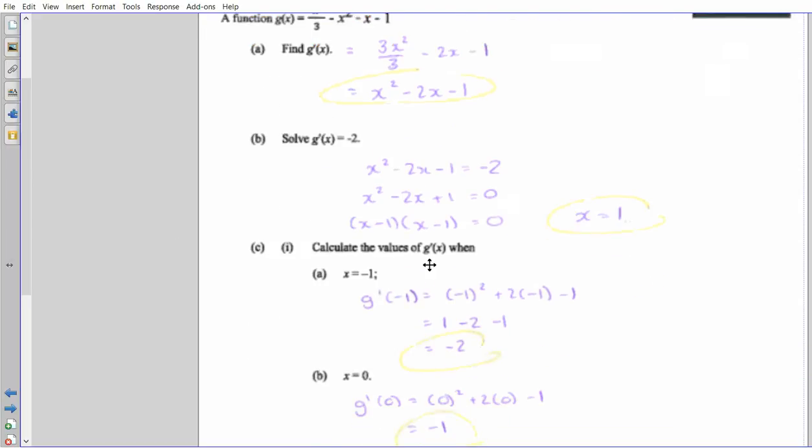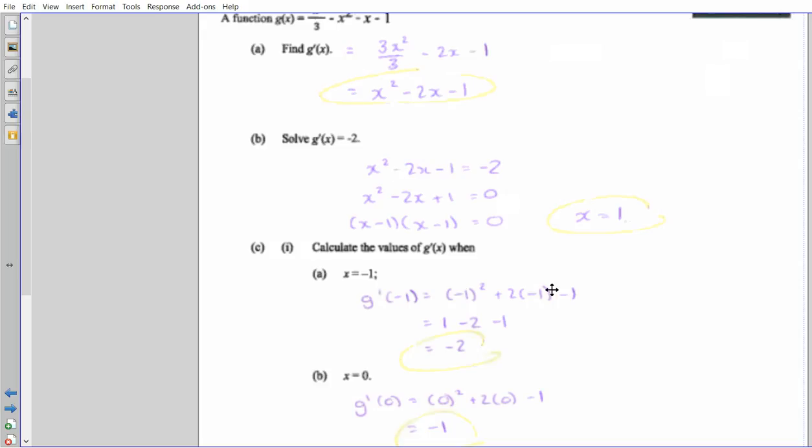Calculate the values of g dash of x when x equals negative 1. These are the nice easy ones. They want you to just sub the x into the gradient function. So don't take the original function by mistake. People can tend to do that. Take the gradient function, and you need to substitute in x equals negative 1.